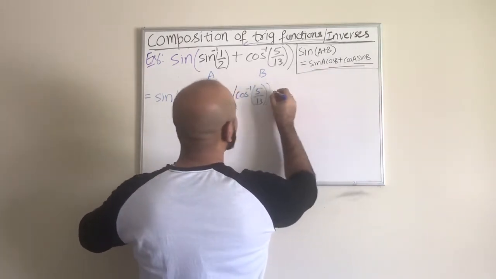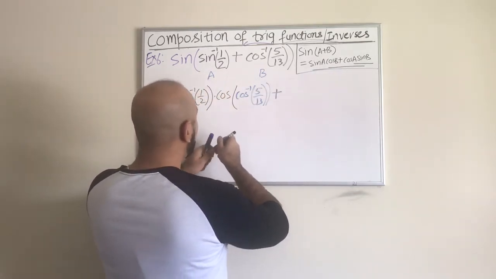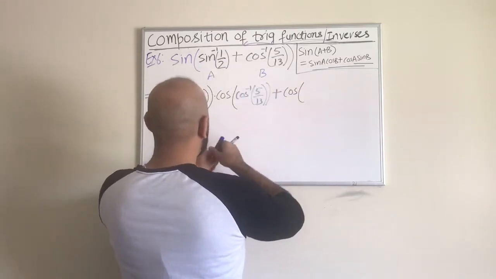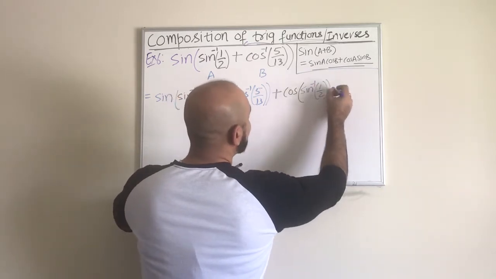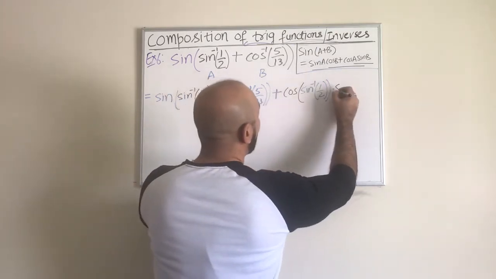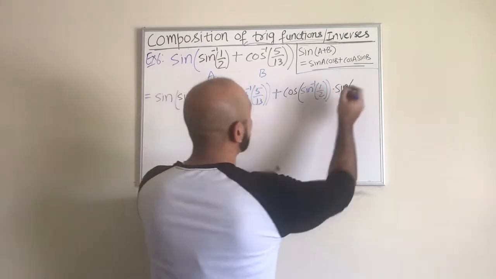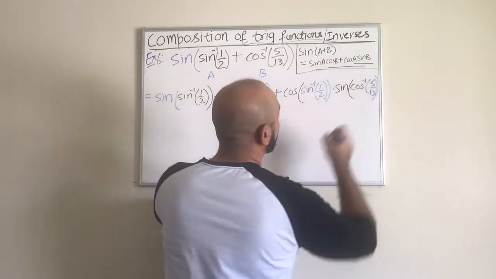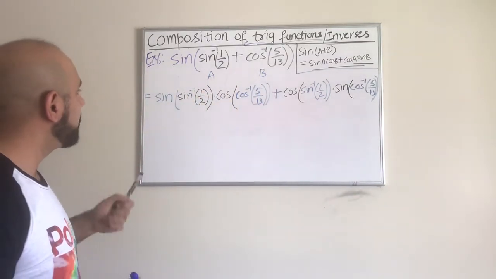So then, guys, there's a plus. Then what do I have next? I have the cosine of a. So cosine of a is cosine of sine inverse of 1/2. And then, guys, times the next one, which is my sine of b, and b is cosine inverse of 5/13, sine of cosine inverse of 5/13, and close all that.